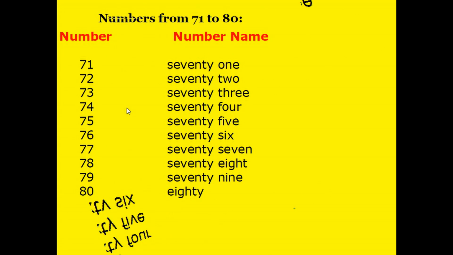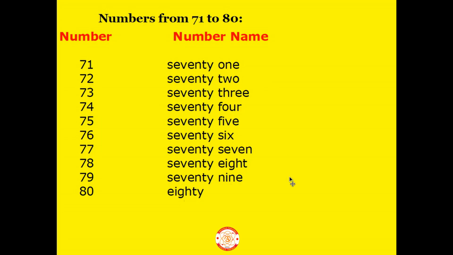Next, numbers from 71 to 80. 71, 72, 73, 74, 75, 76, 77, 78, 79, 80. Now, I hope you have seen and can differentiate the numbers from 71 to 18, again from 61 up to 70, with their corresponding names, words. So now let's continue.